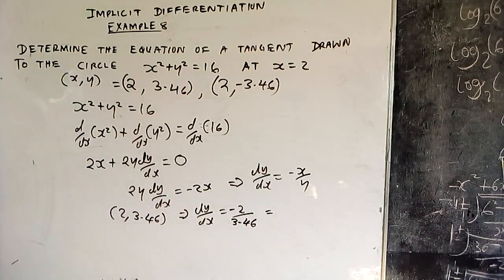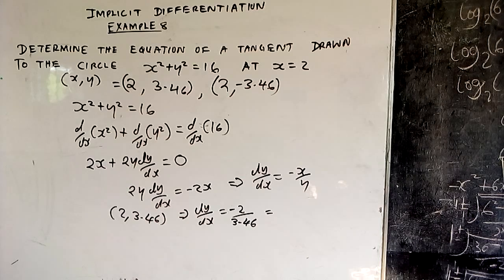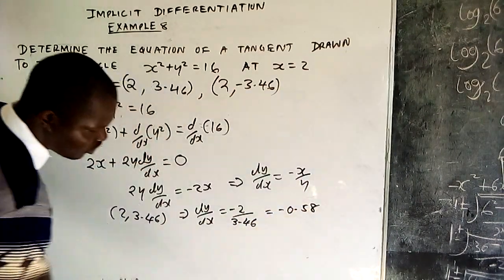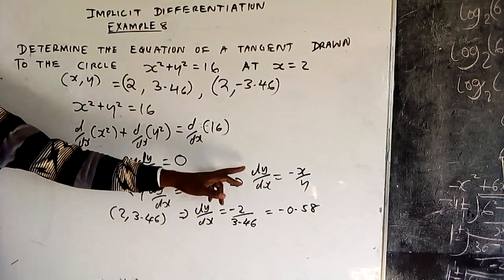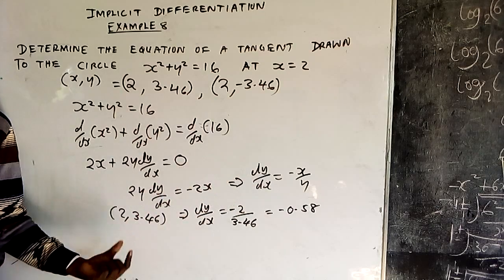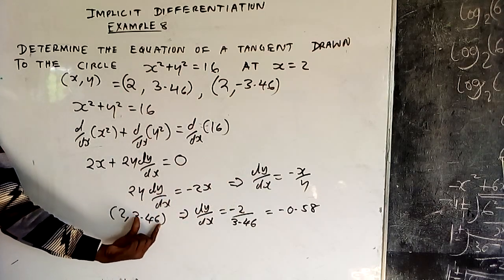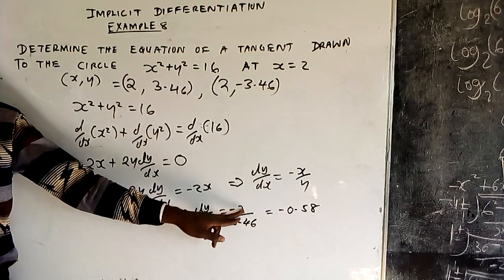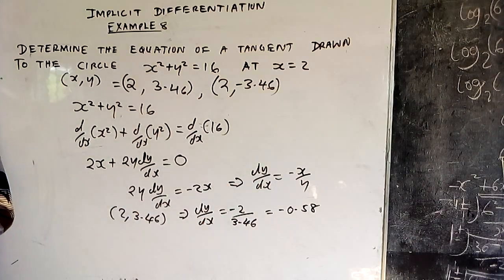So what is the derivative at this point? Give me the derivative at that point. Negative x over y, but x is 2, y is 3.46, isn't it? Are we together? Good. Negative 0.58, isn't it? At this point, the gradient of the curve is negative x over y. So what will be that derivative at the point when x is 2 and y is 3.46? Meaning where there is x you put 2, where there is y you put 3.46. Then you are able to get the derivative at that point, isn't it?